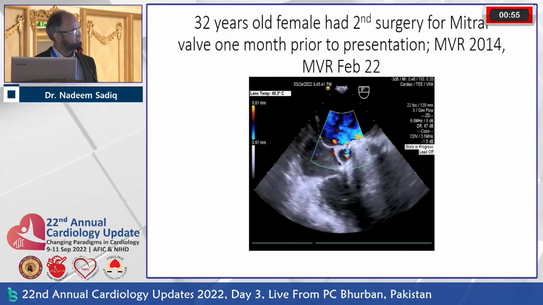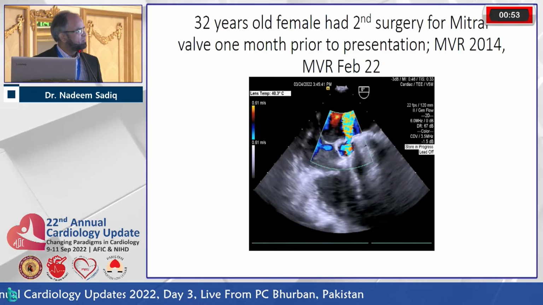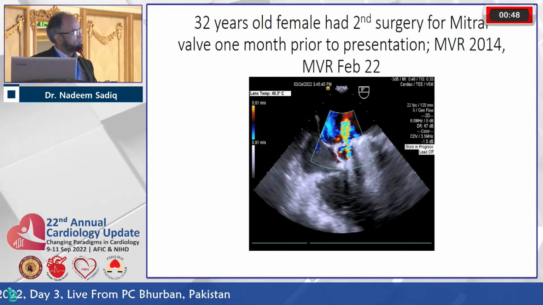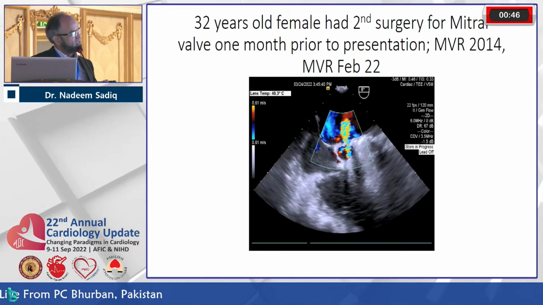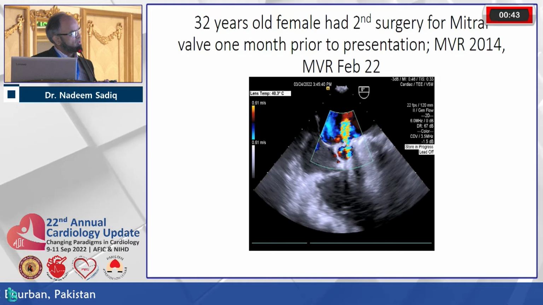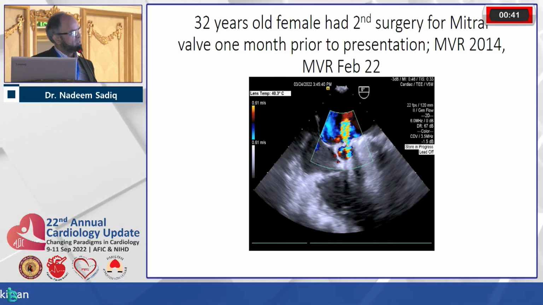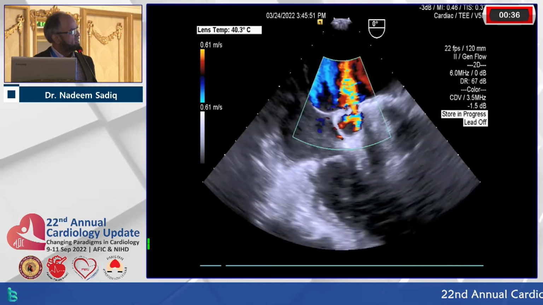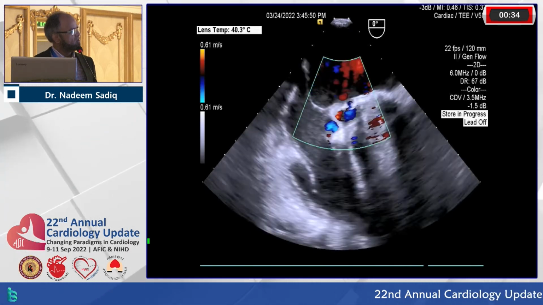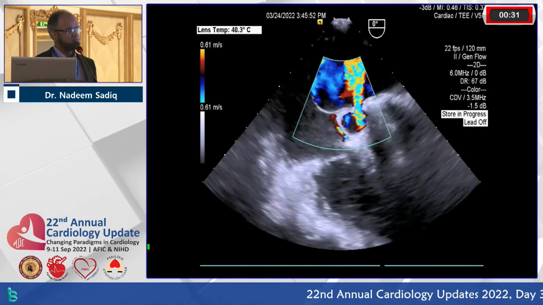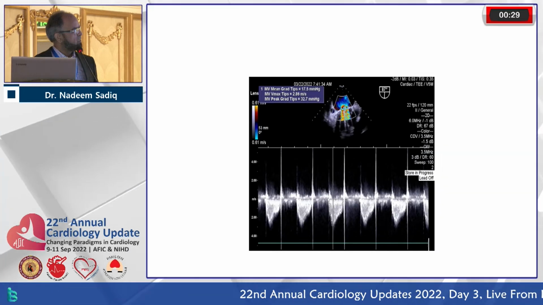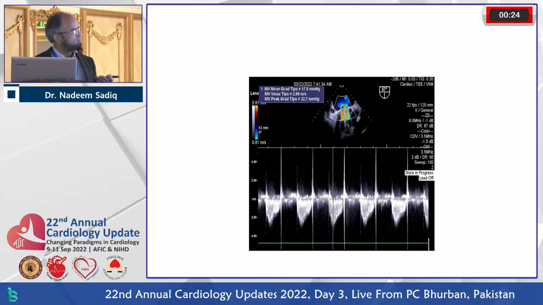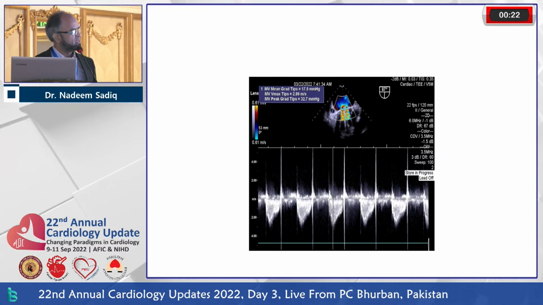Patient was discharged home. And next patient is a 32-year-old female who had mitral valve replacement in 2014 and a second surgery in February 2022 with mitral valve replacement. She has got a severe paravalvular leak, and with ongoing hemolysis, for which she required multiple transfusions. The mean gradient across the mitral valve was 17.5 millimeters of mercury.